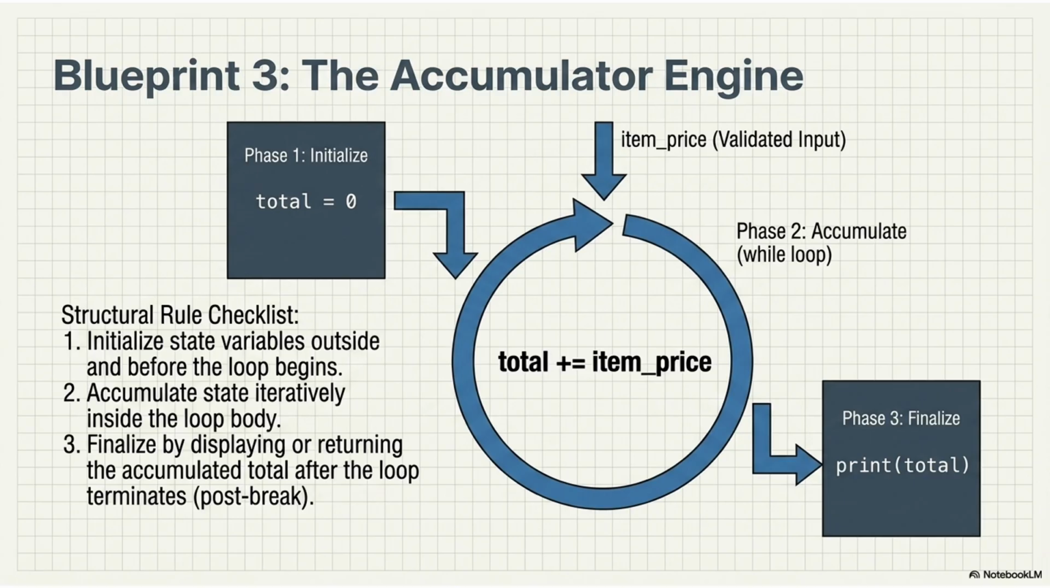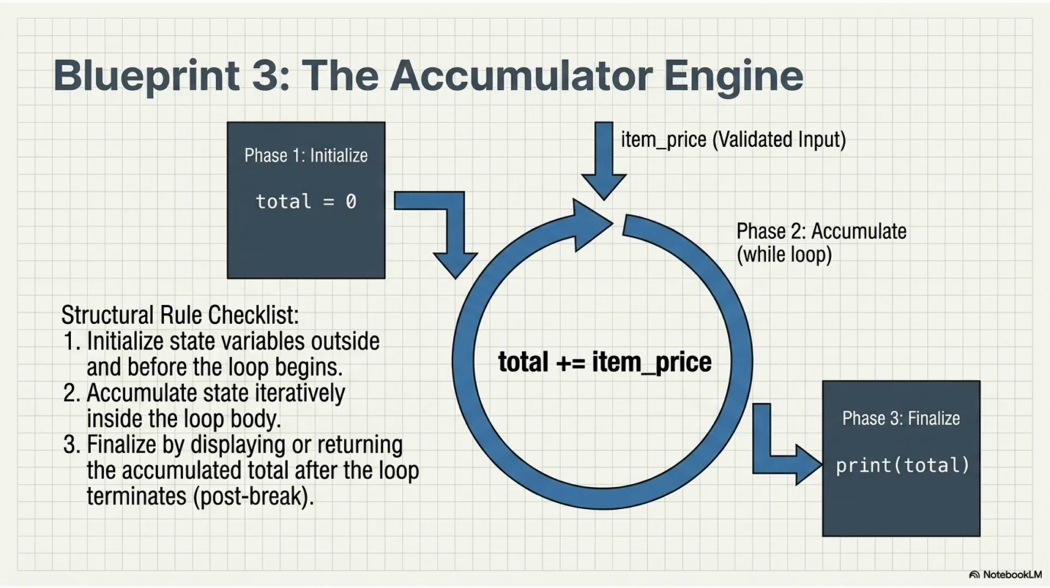Blueprint 3 is the accumulator engine, the pattern for building running totals inside a loop. The three phases must happen in strict order. Phase 1, initialize: set total equal to 0, outside and before the loop begins. This is critical. If you initialize inside the loop, the total resets to 0 on every iteration and you never accumulate anything. Phase 2, accumulate inside the while loop. Execute total plus equals item price on each validated input.